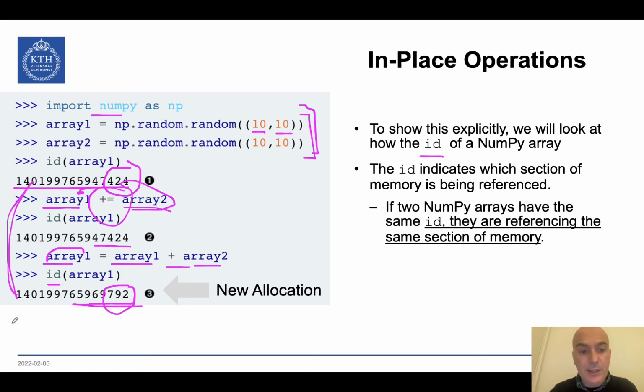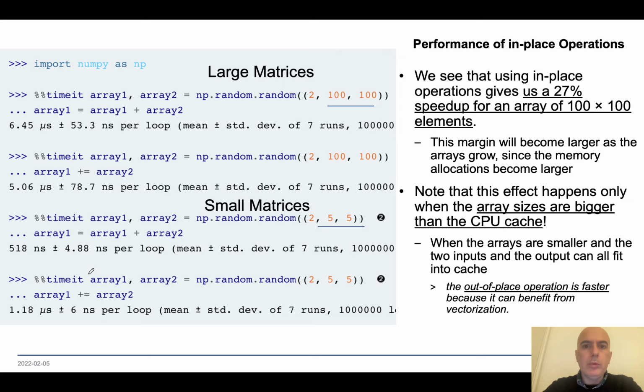This also means that here we create a new reference, so we had a new allocation, right? And this allocation, remember that it takes time. Let's look more in detail at what is the cost in terms of time of in-place operation or non-in-place operation. In these slides, I have two cases. One, so-called large matrices, where I take two matrices of 100 by 100, still rather small. We can also take 1000 by 1000.